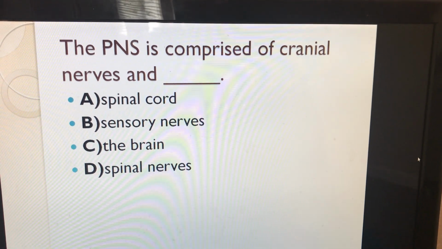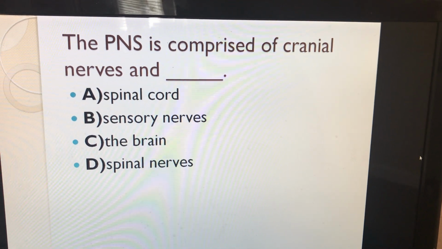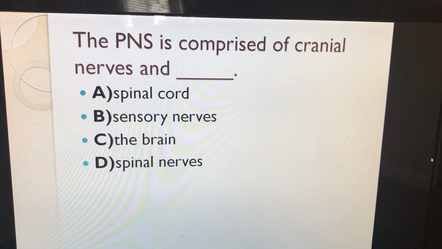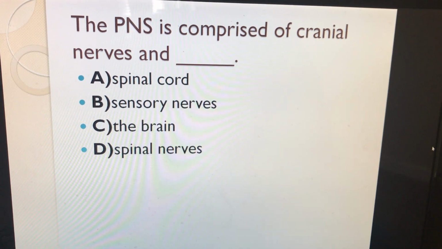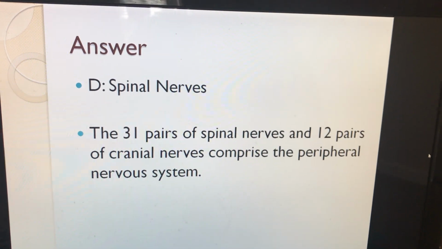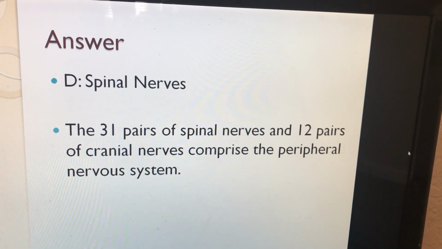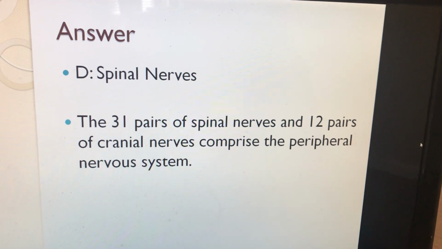The PNS is comprised of cranial nerves and A, spinal cord, B, sensory nerves, C, the brain, or D, spinal nerves. D, spinal nerves. The 31 pairs of spinal nerves and 12 pairs of cranial nerves comprise the peripheral nervous system.